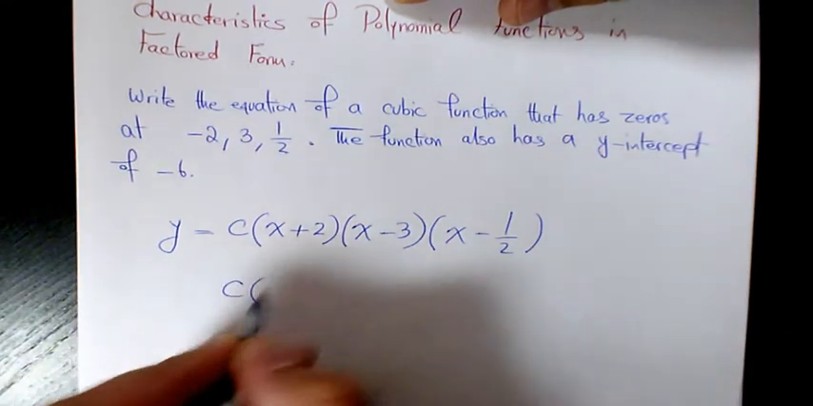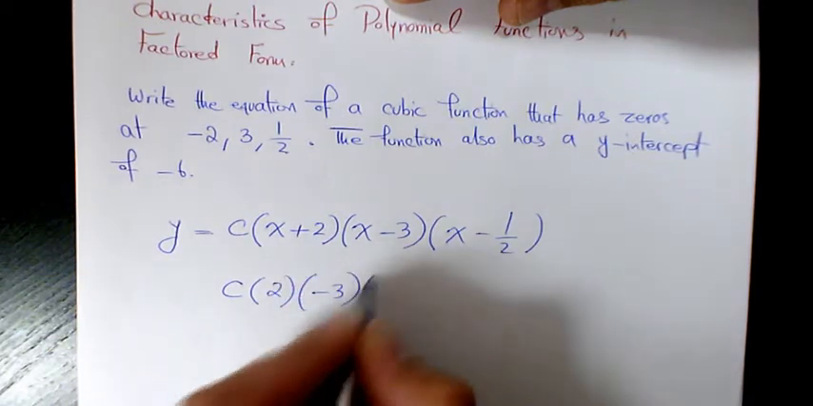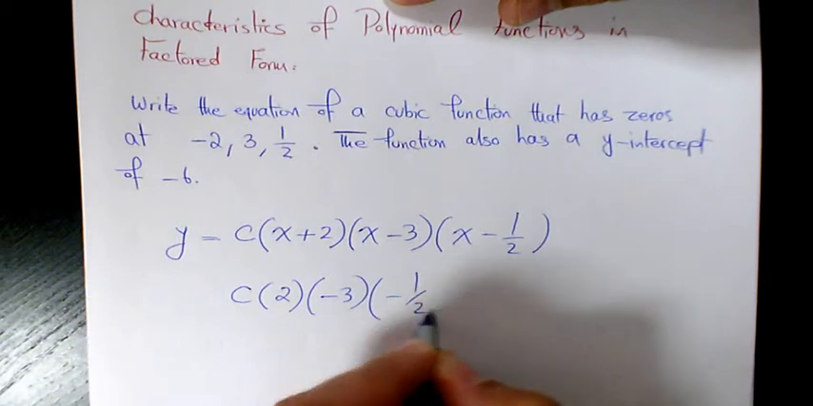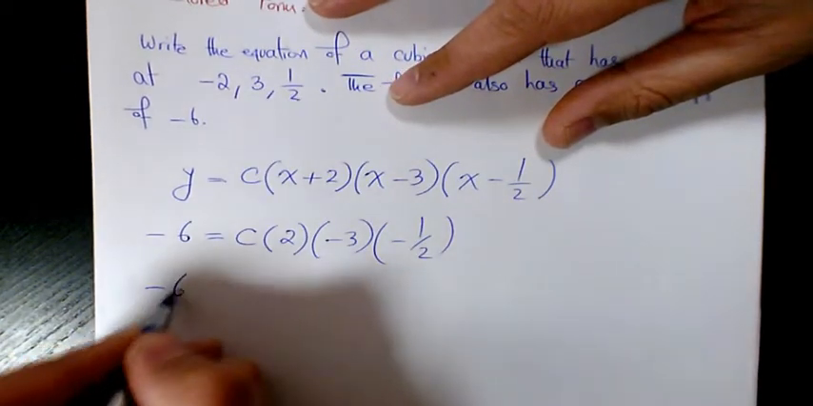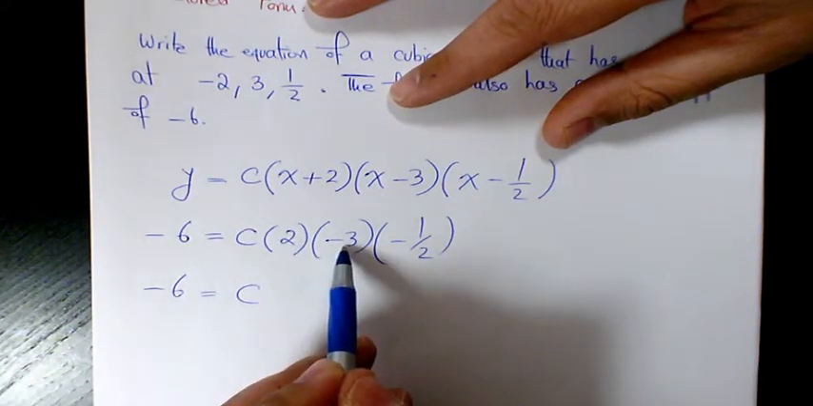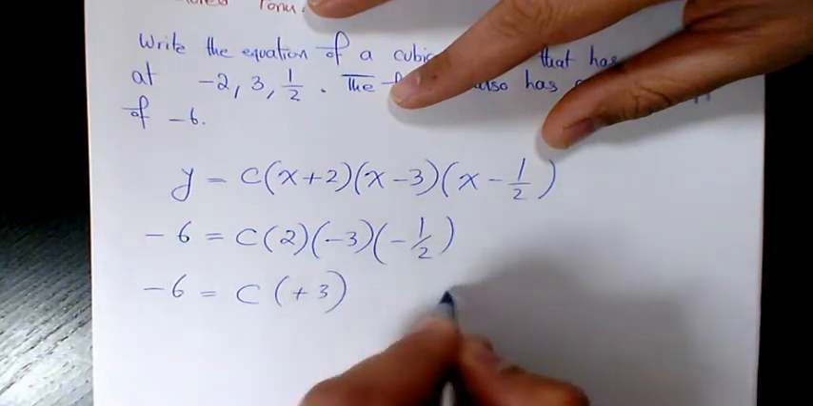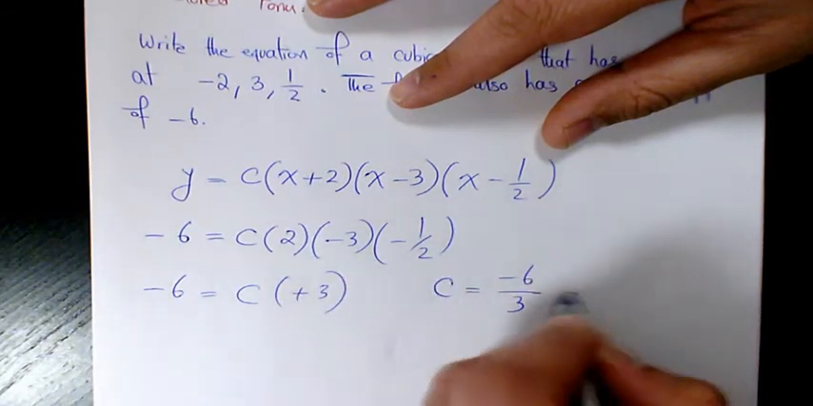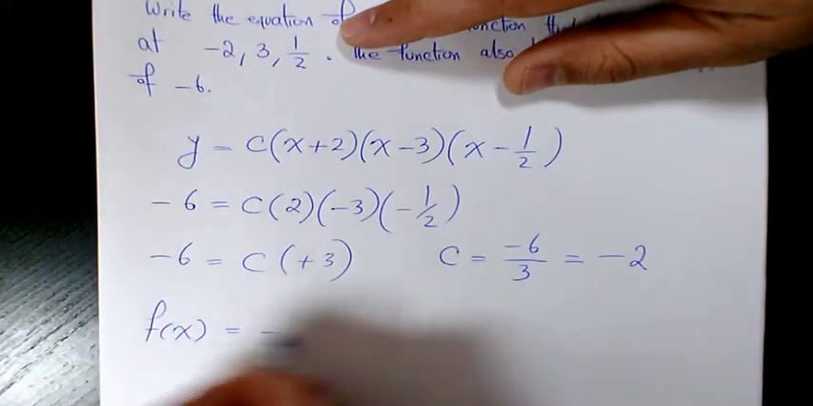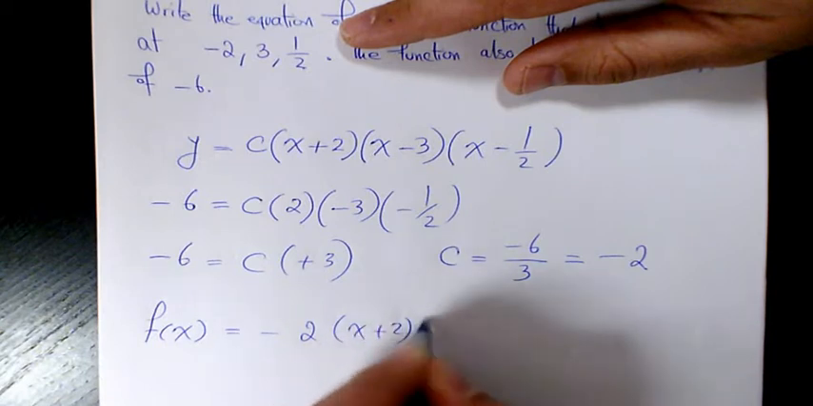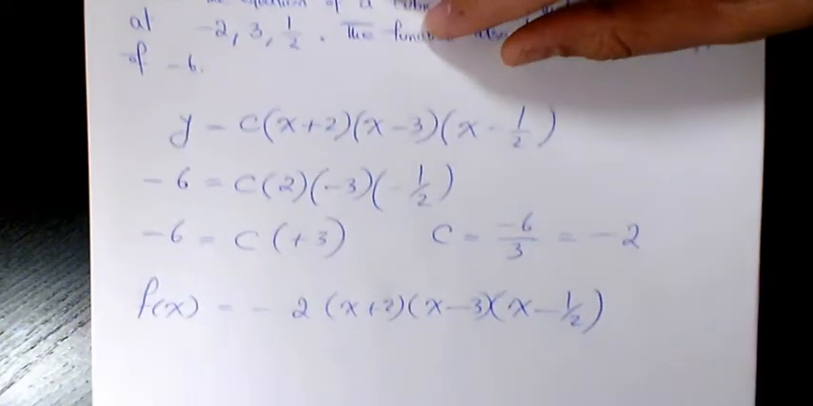So c times (0 plus 2), (0 minus 3), (0 minus half) is going to be equal to -6. So -6 equals c times 2 times -3, which is -6, times -half, which is +3. So c will be -6 over 3, which is -2. So it's going to be f of x equals -2 times (x plus 2), (x minus 3), (x minus 1 over 2).